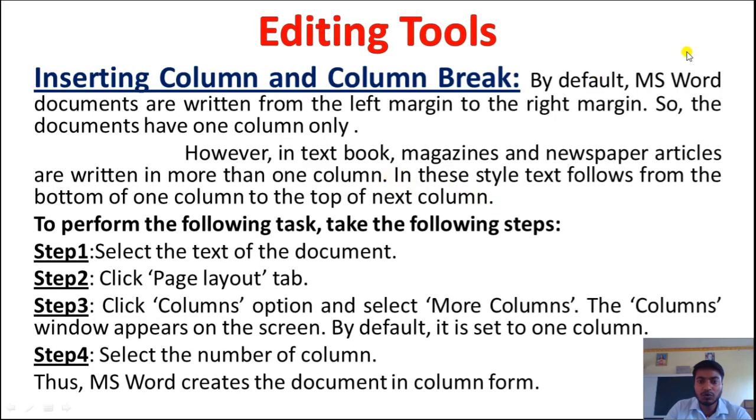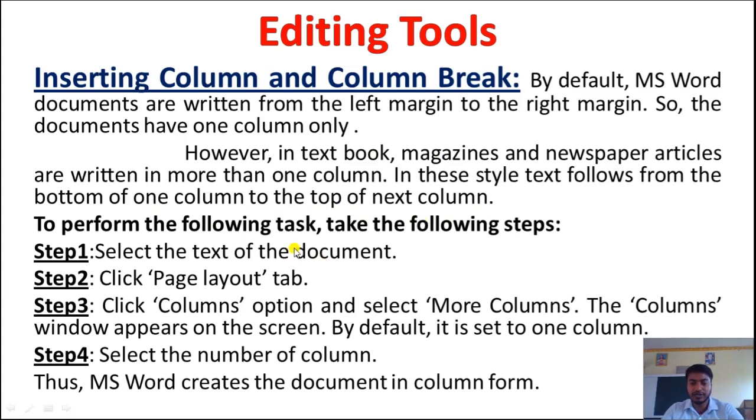However, in textbooks, magazines and newspapers, articles are written in more than one column. You must have seen the newspaper. There, more than one column is used for the content. Not only in newspaper, even in books, magazines, etc. In this style, text flows from the bottom of one column to the top of the next column.